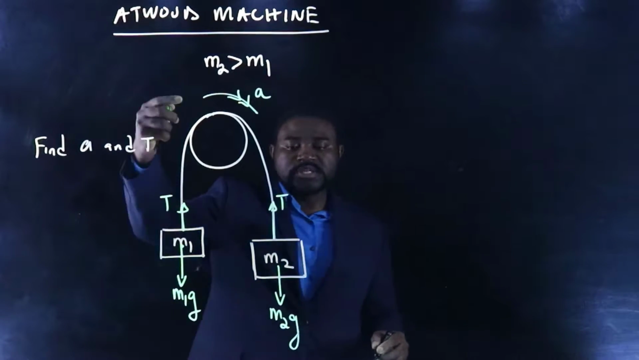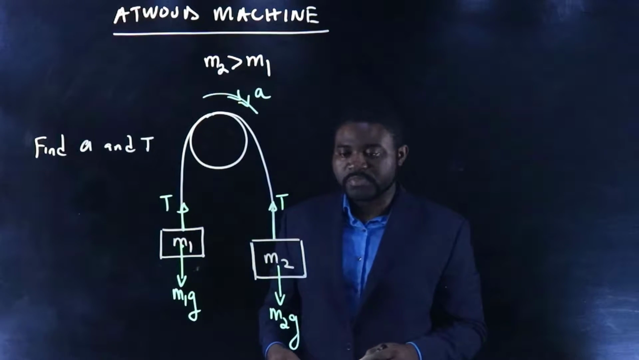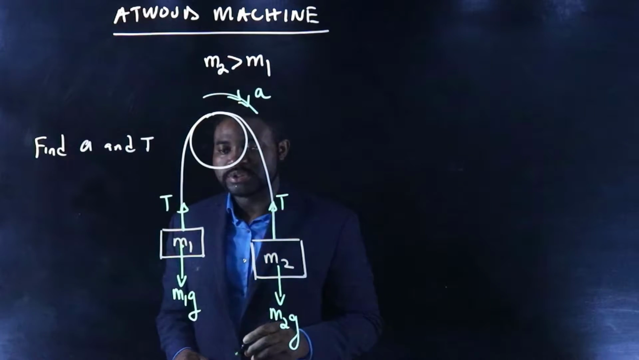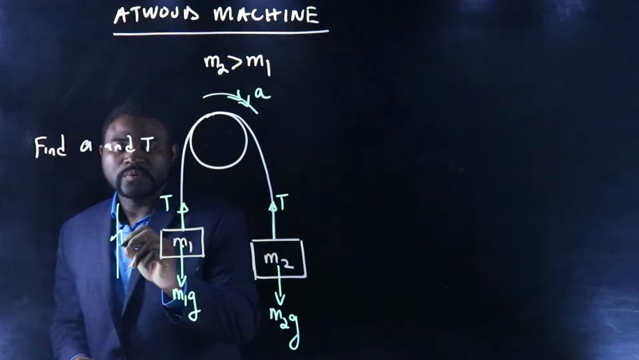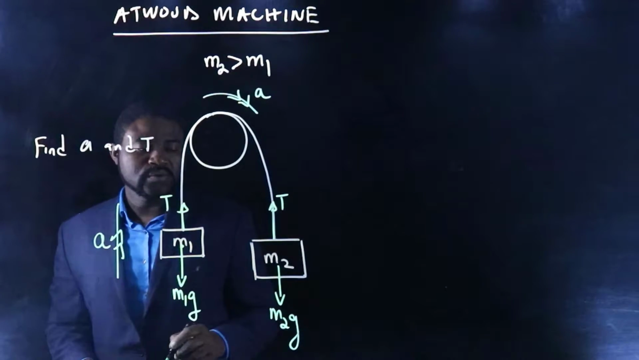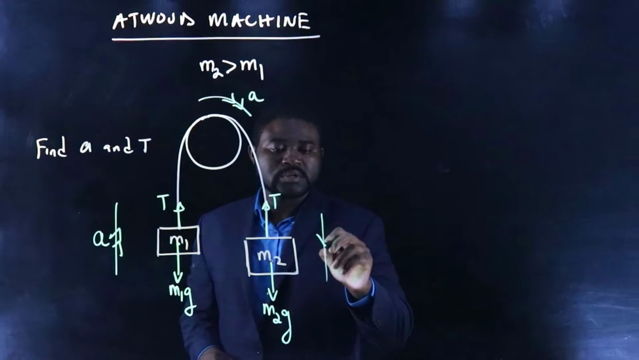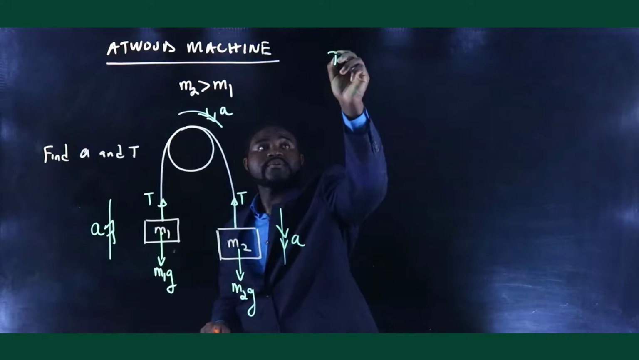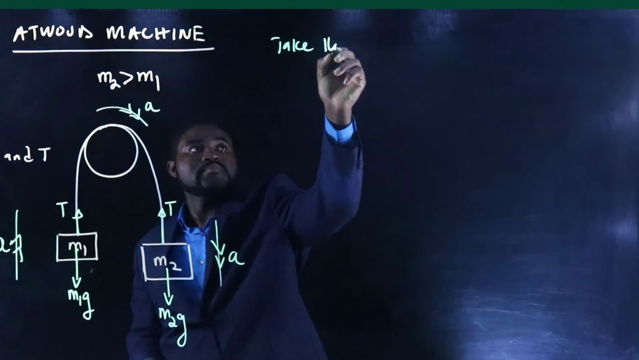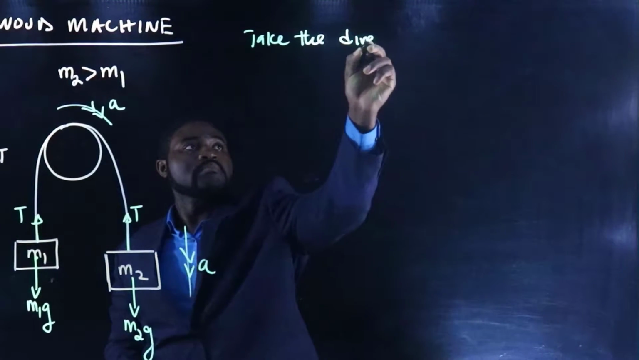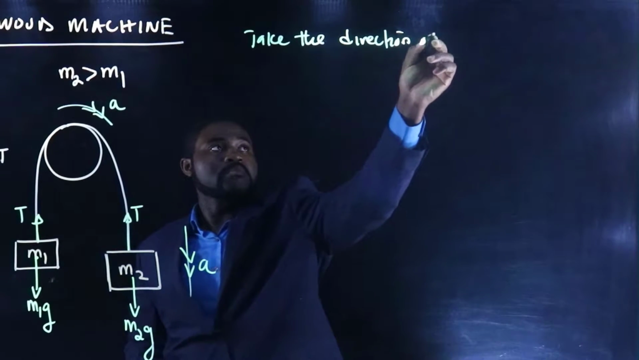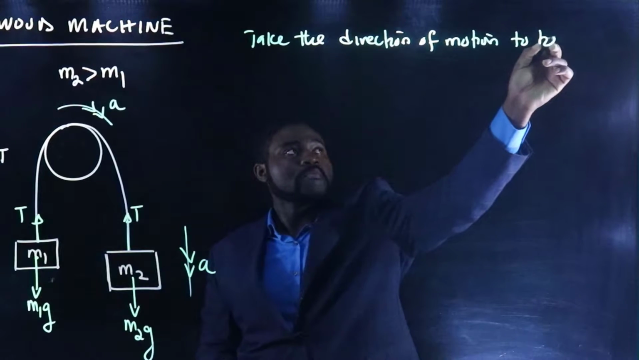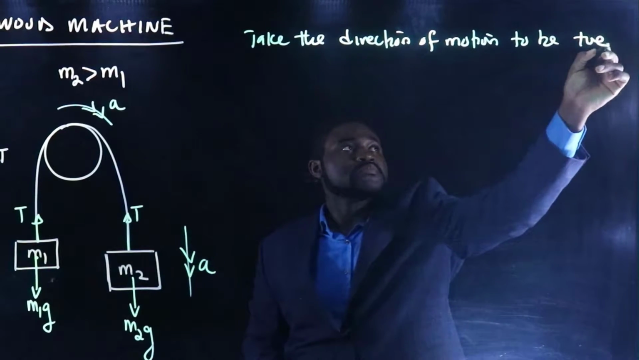Obviously, the system will accelerate in the side of block A. Now we are going to take the direction of motion to be positive. Block 1 accelerates upwards and block 2 accelerates downwards. So we will take this to be positive.